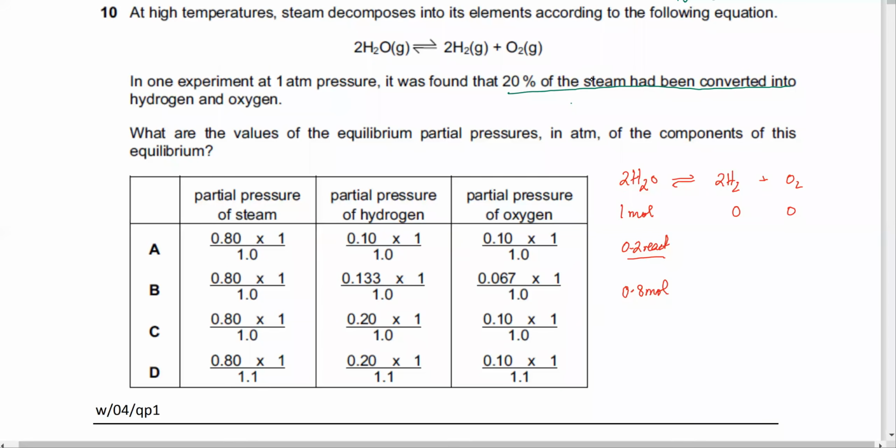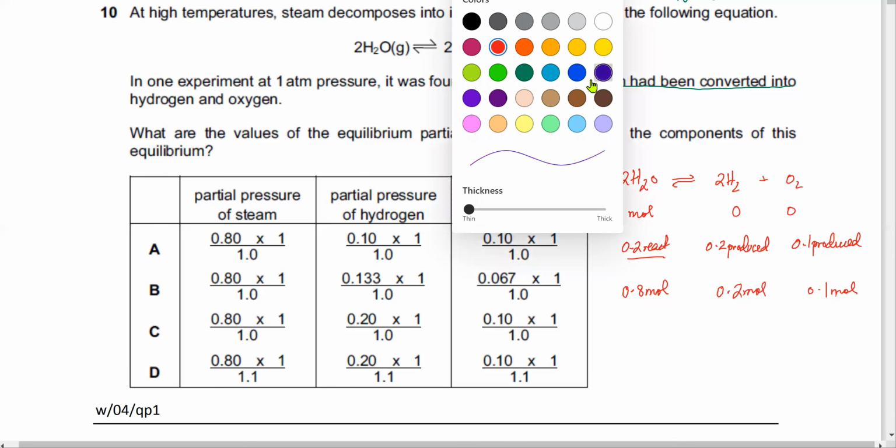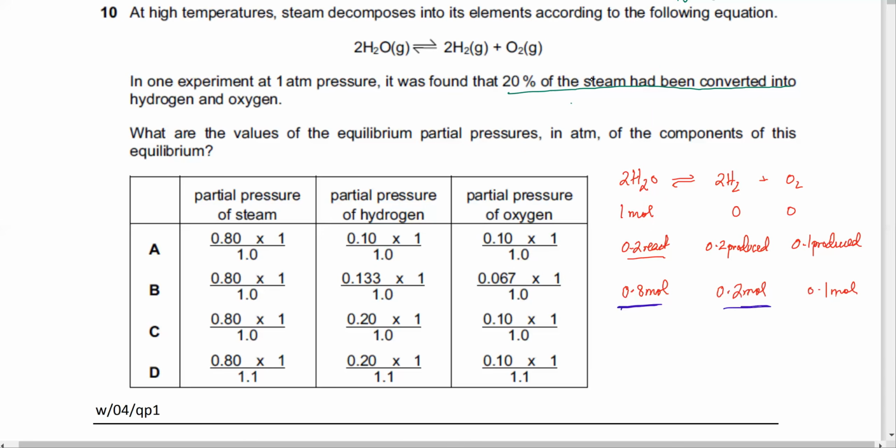Now, if 0.2 react, on the other side, they're going to produce 0.2 moles. That's the amount that's going to be produced. And 0.1 moles, according to the 2:1 ratio, of oxygen gas would be produced as well. So at equilibrium, you're going to have 0.2 moles of this and 0.1 moles of this. So you found your equilibrium moles.